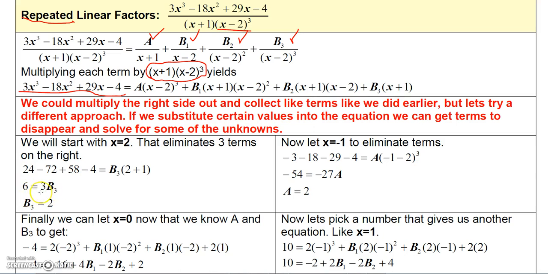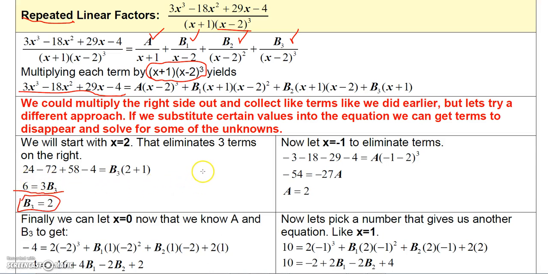So on the right-hand side, I get 3b3. On the left-hand side, when I plug 2 in, I got 6. On the right-hand side, when I plug 2 in, I got 3b3. So now I can easily solve this for b3: divide both sides by 3, and you see that b3 equals 2. So that's one way.